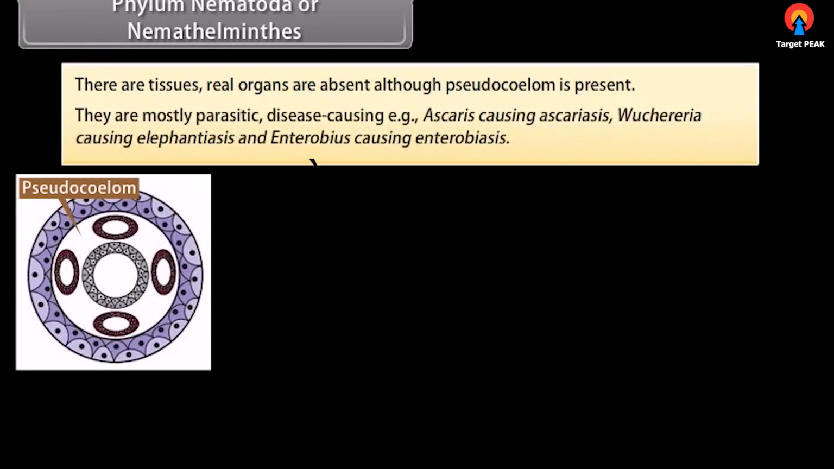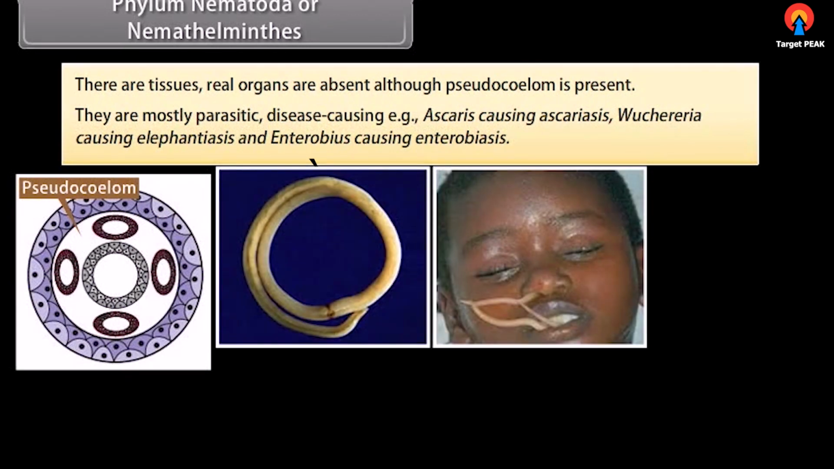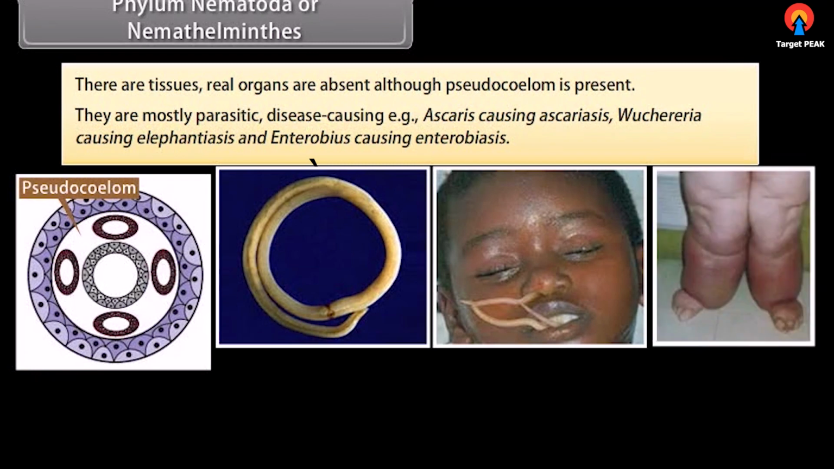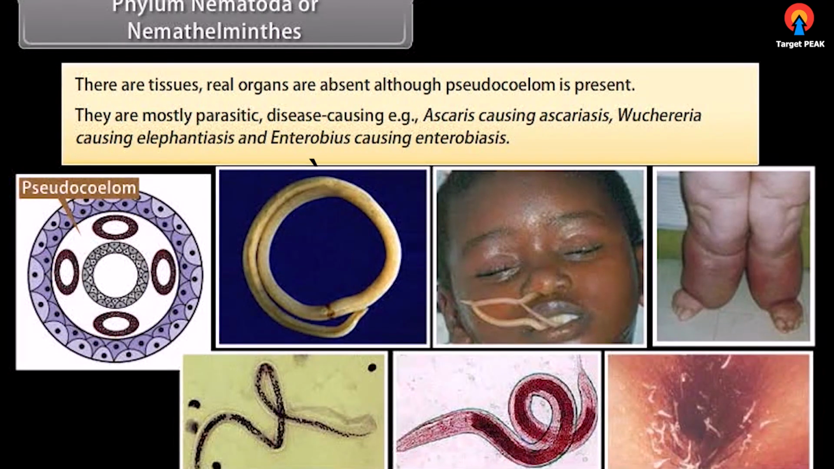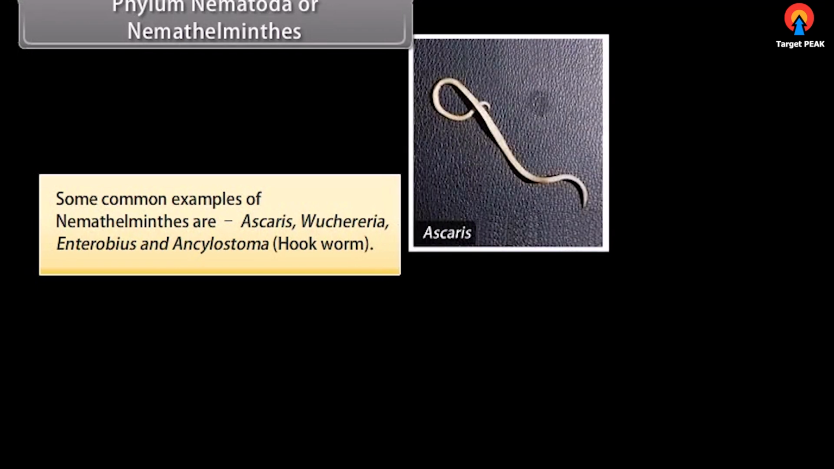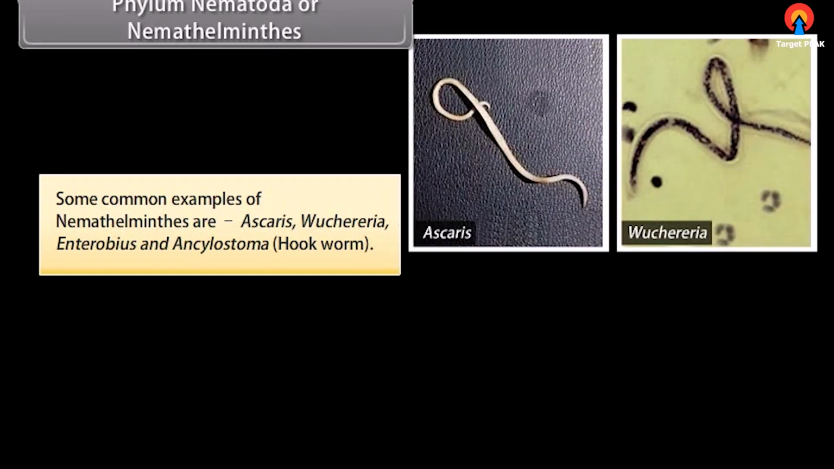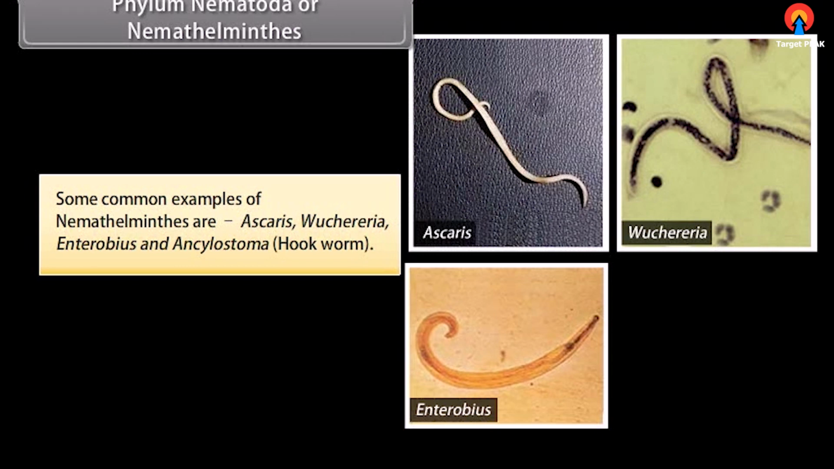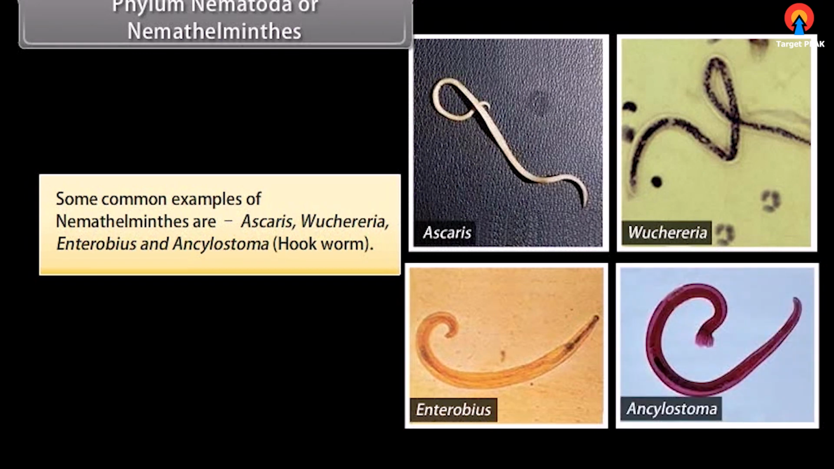They are mostly parasitic, disease-causing, example, Ascaris causing ascariasis, Wuchereria causing elephantiasis, and Enterobius causing enterobiasis. Some common examples of Nemathelminthes are Ascaris, Wuchereria, Enterobius, and Ancylostoma, hookworm.